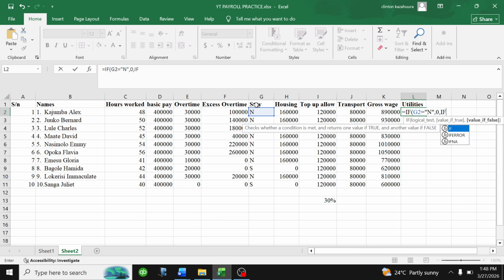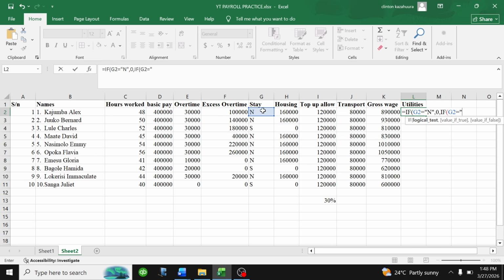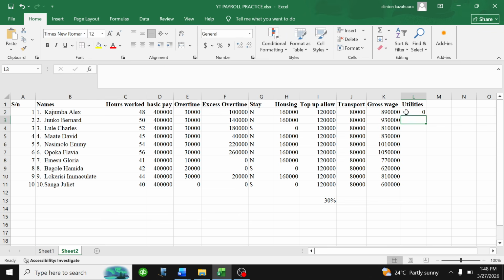Then if the staying status, this one, is equal to S, then we are going to charge them 85,000 per month. So I close and test if my formula is correct. So now you notice all those employee 10, 8, and 3, they are paying a bill of 85,000. We move.